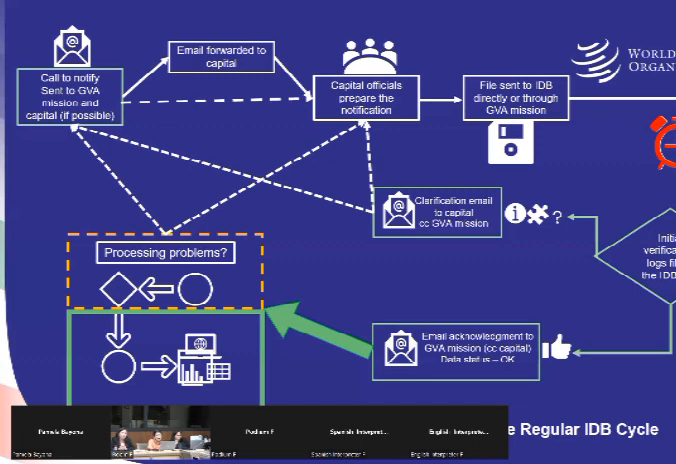and then it gets logged, or registered, in the IDB Information Management System, or what we call the IDB IMS. We then send an official acknowledgement letter to the Geneva mission, again CC the capital, that the data status is okay, and then we start processing the data.